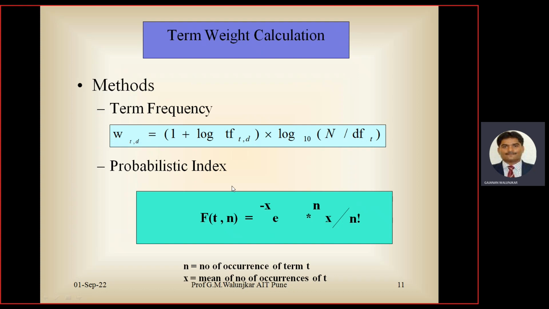You can also go for probabilistic indexing. Here n is the number of occurrences of the term t, x is the mean of the number of occurrences of t, and so on. These are the formulas to find the term weight calculation.